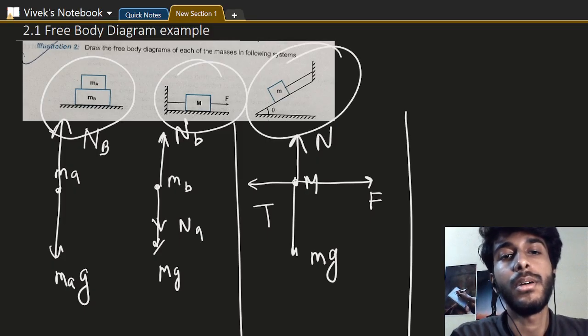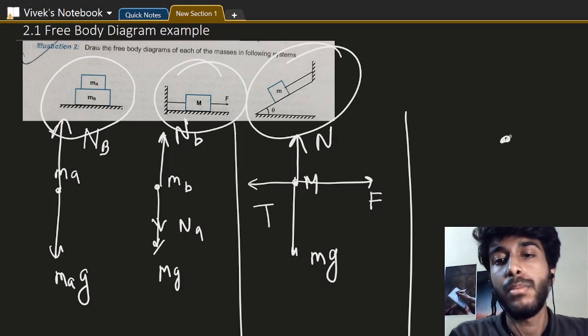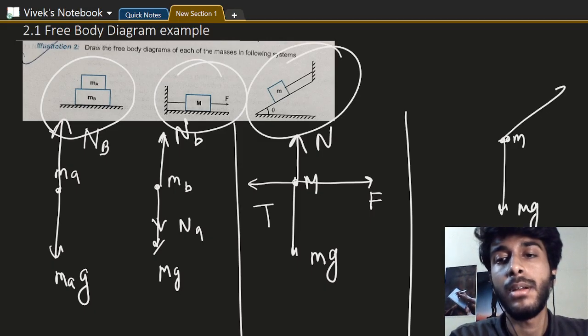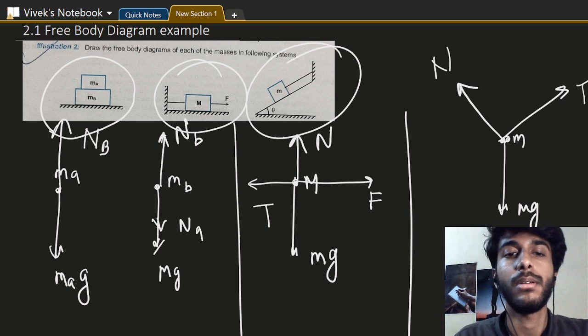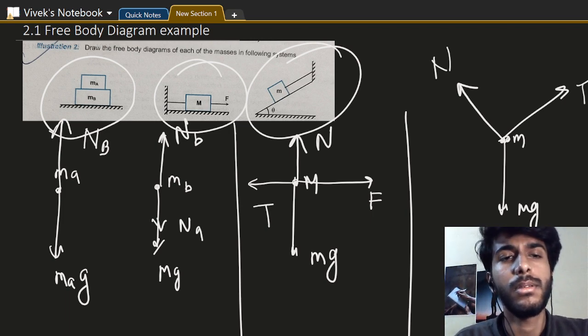Similarly, if you go for the third example, consider M as point object. So Mg will be in downward direction, tension T will be downward direction, normal reaction by the wedge will be in upward direction. So this was the free body diagram of the third example.